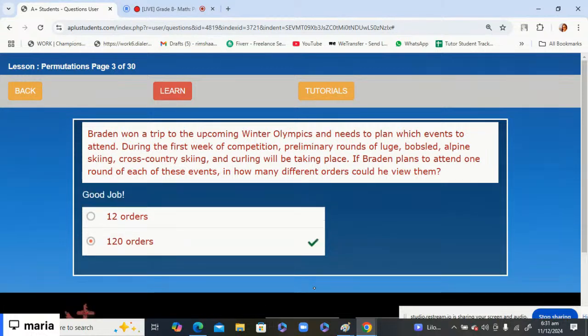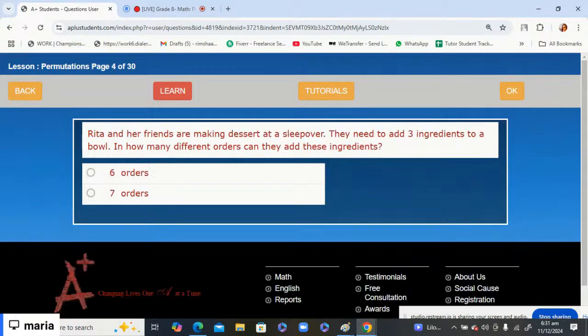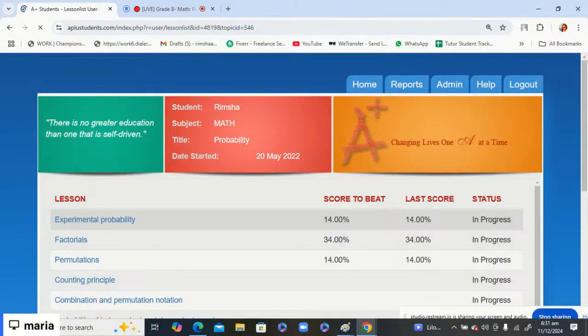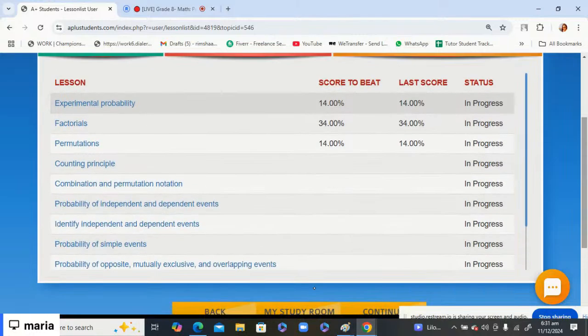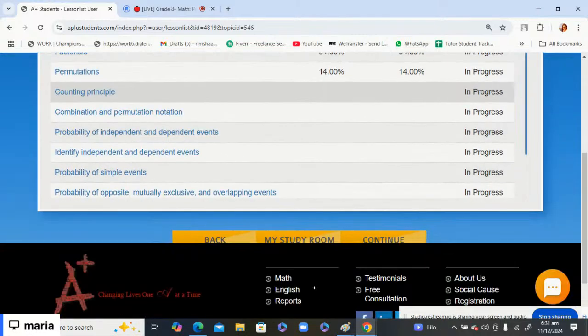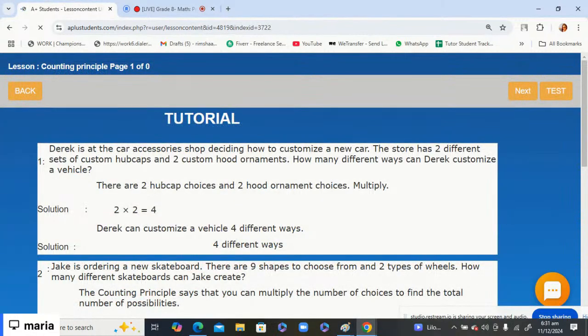Okay, so this is basically what we've done with permutations. It's just an arrangement of numbers in different ways: first finding the factorial and then arranging the numbers. That's it. Next lesson: the counting principle.